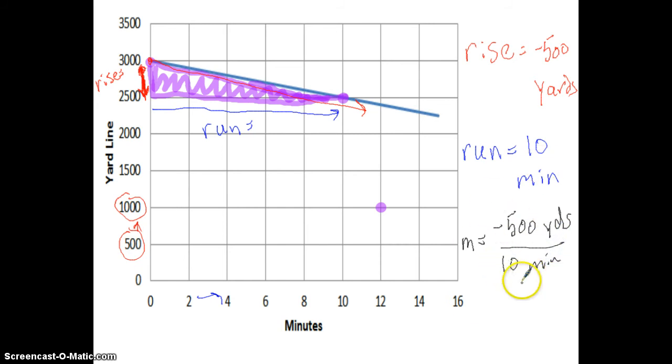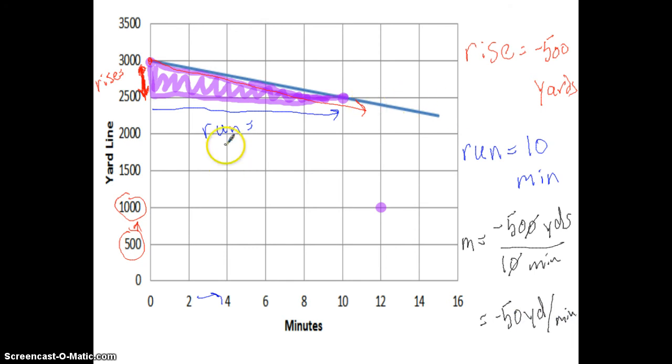And this can be simplified. There's a common factor of 10, and I can tell because there's a 0 on both of these things. Now 500 divided by 10, anytime you divide by 10 you lose 1 zero. So I'm going to cancel out that 0 and I'm left with negative 50. Negative 50 yards per minute.